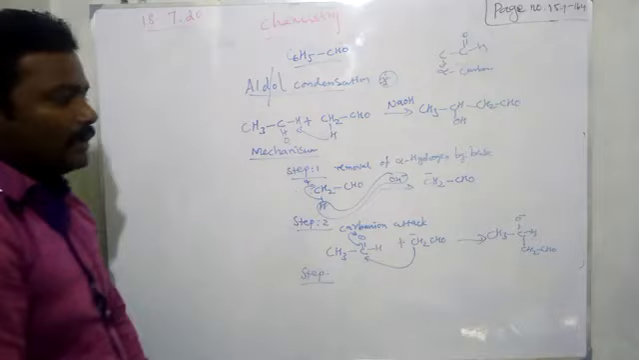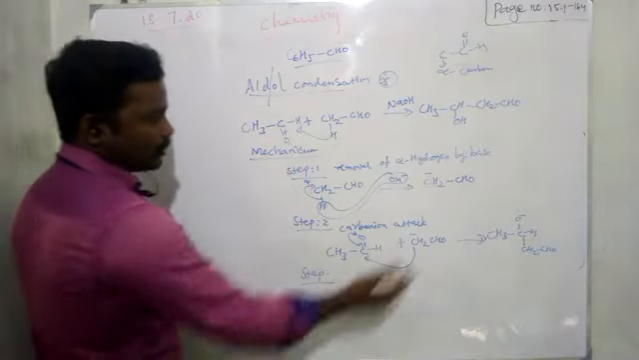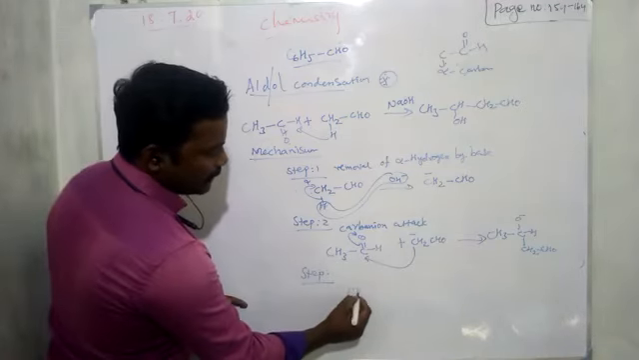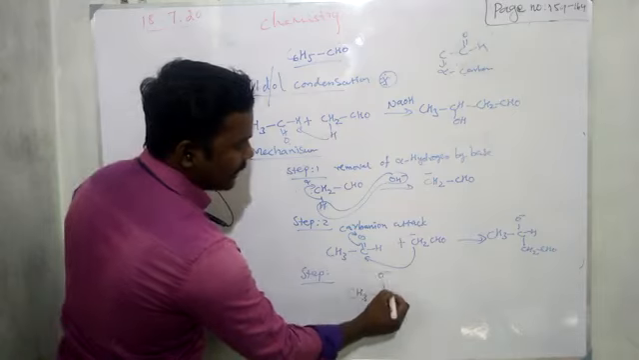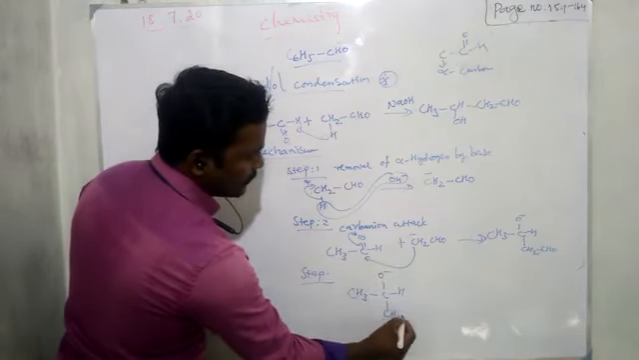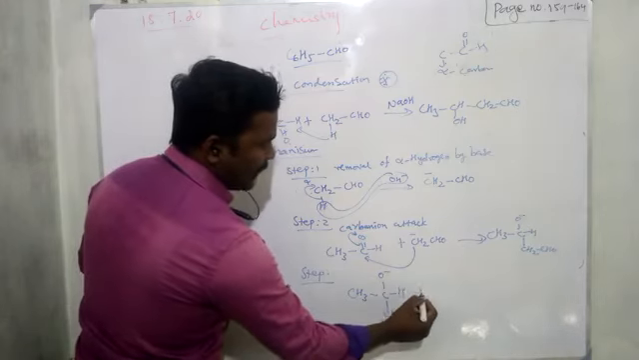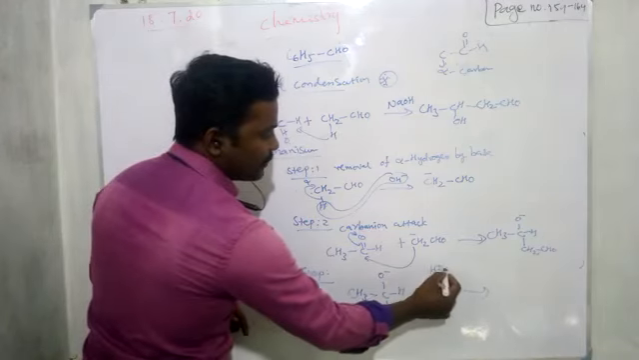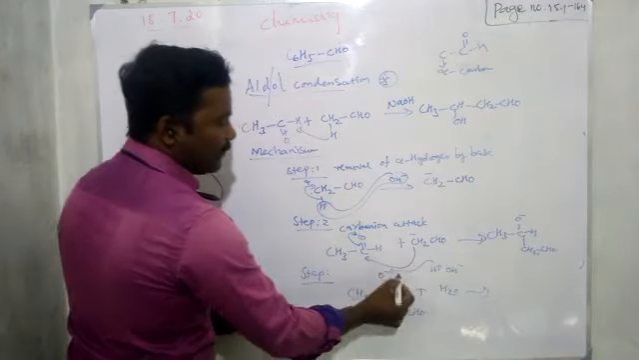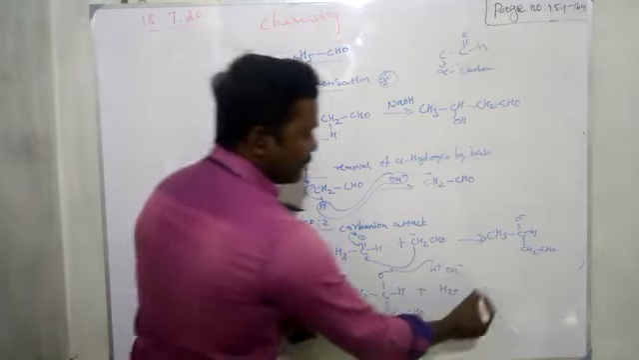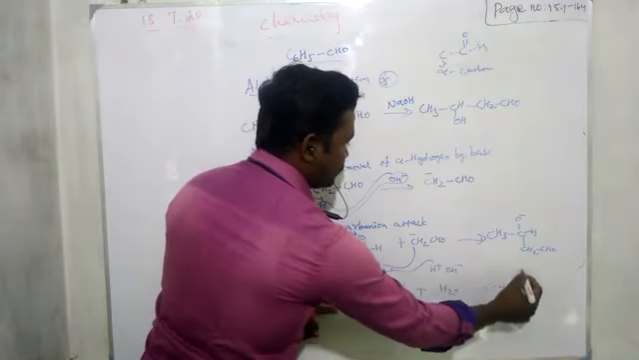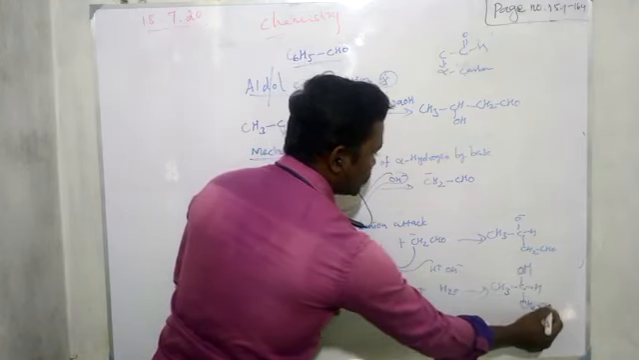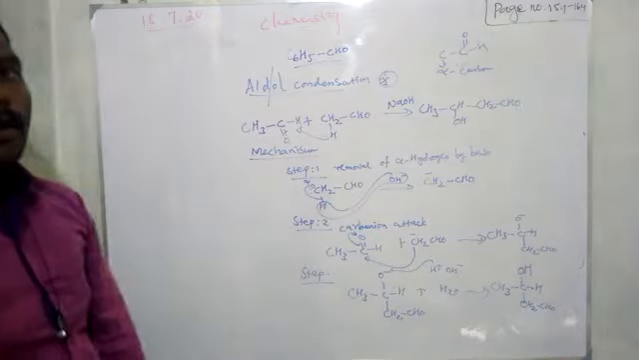The last step, step 3. What is step 3? Transfer of proton by water. So the same product we got from the second step, we have to take for the third step. CH3CHO minus H CH2CHO, plus we have to add water, right? So water will ionize into H plus and OH minus. This H plus will form a bond with the O minus. So we will get the product CH3CHOH CH2CHO. This is nothing but our aldol product.